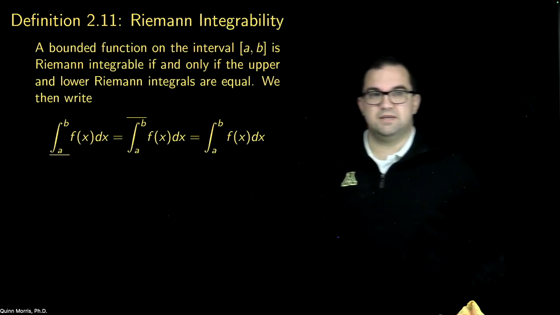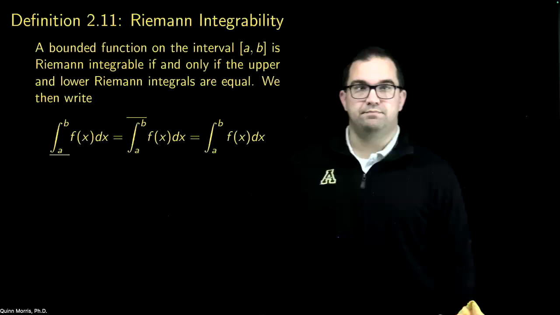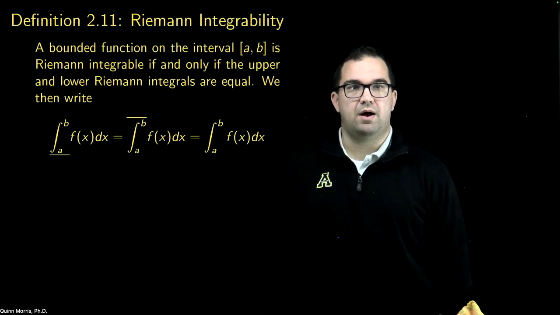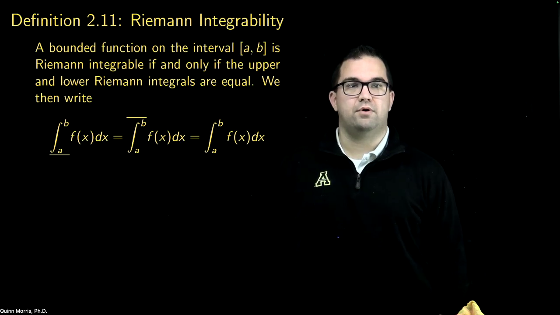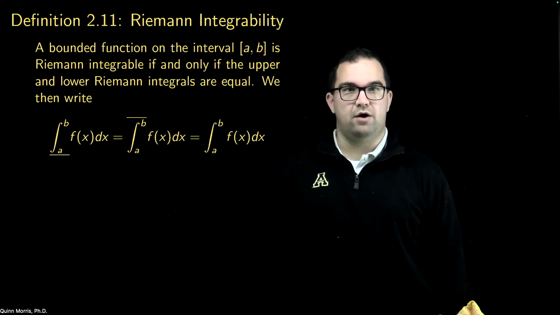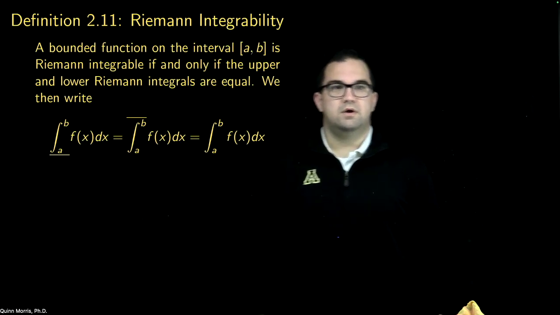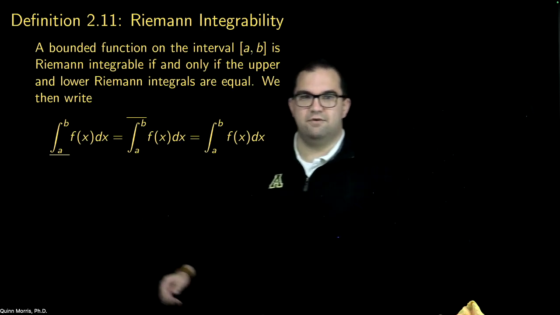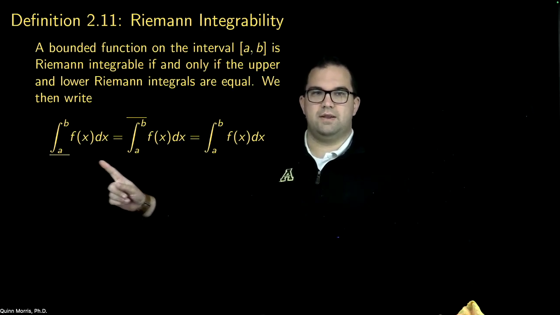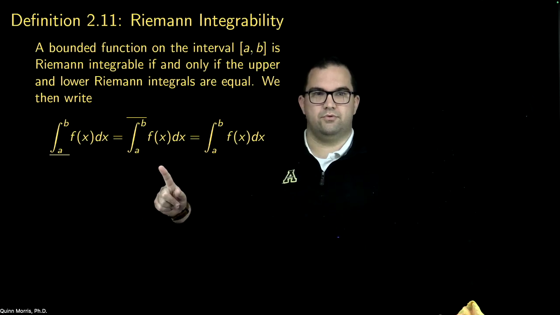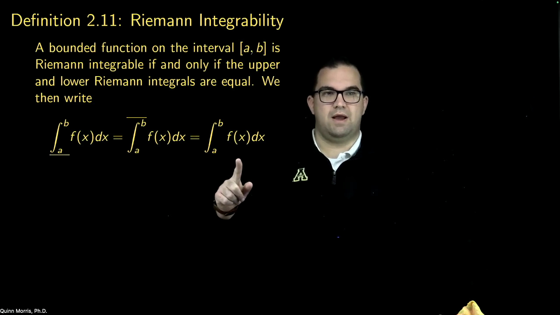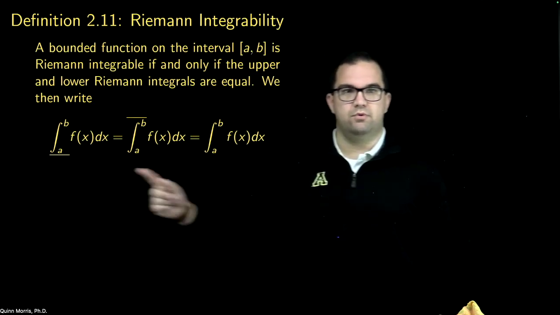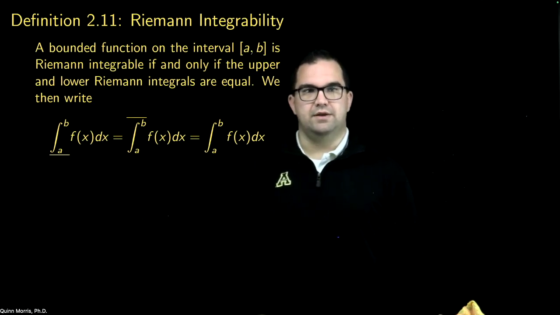So that brings us to our definition of Riemann integrability. Simply said, we say a function is Riemann integrable if the upper and lower Riemann integrals themselves are equal. So a bounded function on the interval [a, b] is Riemann integrable if and only if the lower Riemann integral is equal to the upper Riemann integral. And if that's the case, then we write the Riemann integral of f as that common value of the upper and lower Riemann integrals.